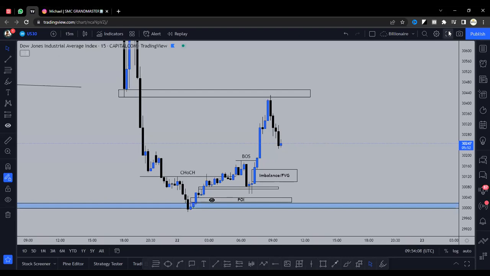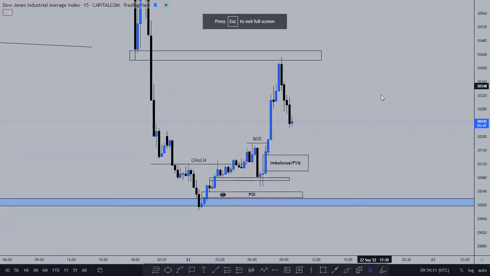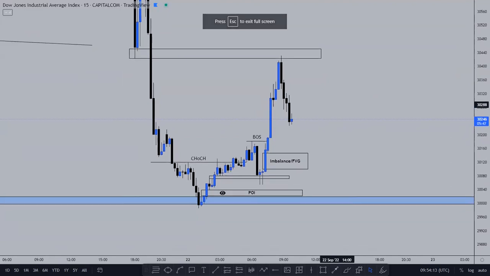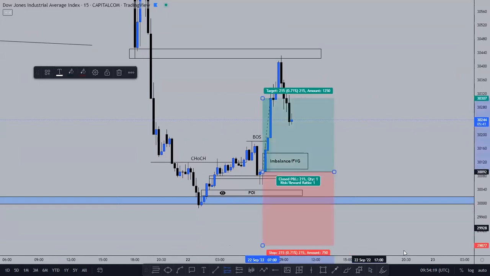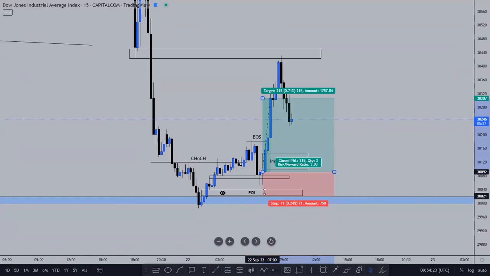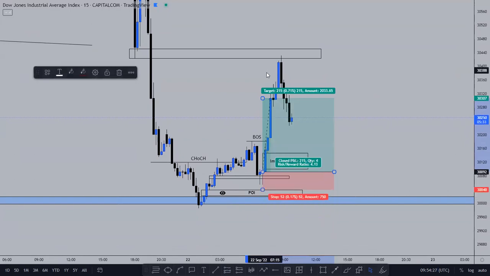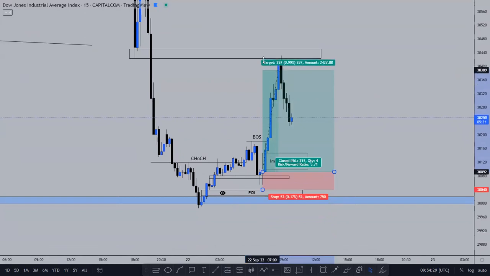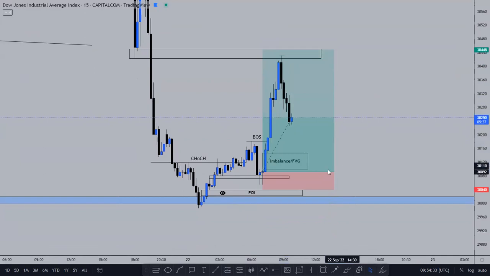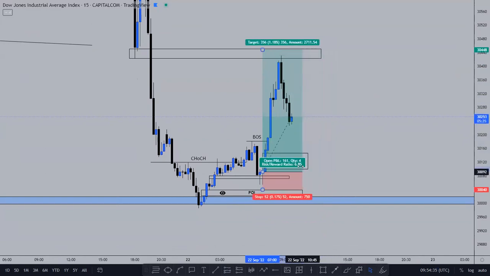So back to today's trade. Today we took a buy on US30. We took a buy here. My stop loss was just below the zone. First target. This is just the first partial target, because obviously I was expecting price to drop again once it reached there.